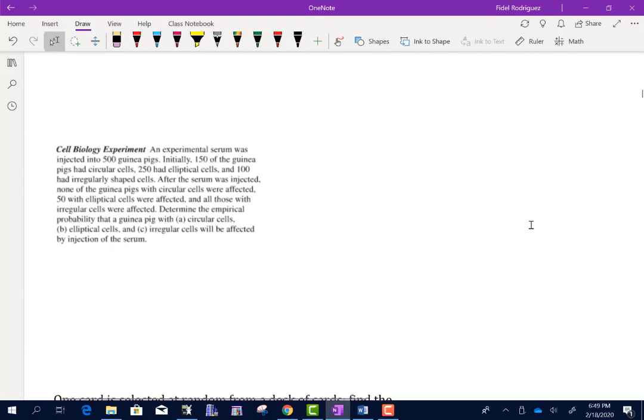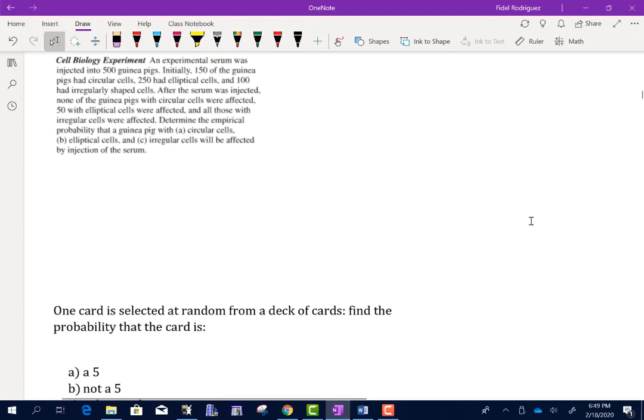All right, let's see what we got here. Okay, cell biology experiment. It says an experimental serum was injected into 500 guinea pigs. It says 150 of the guinea pigs had circular cells. So circular cells, there were a total of 150 of them.